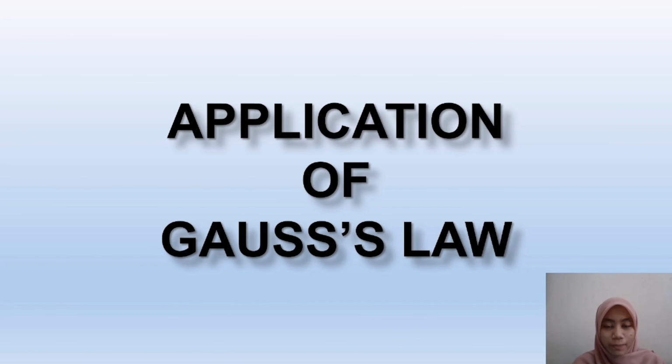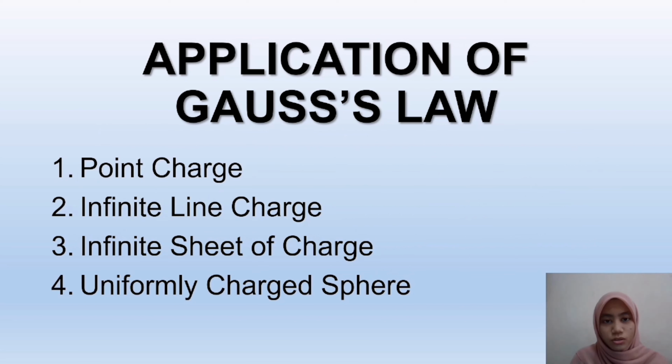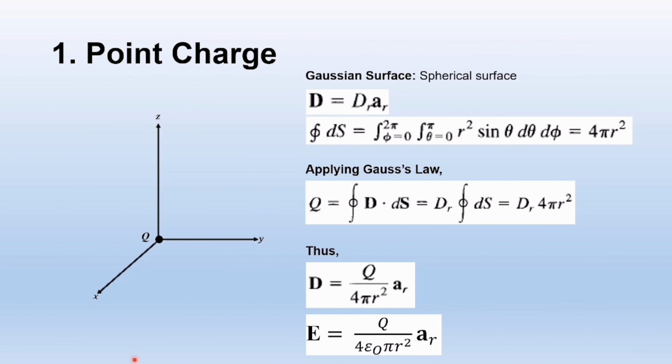I will explain the application of Gauss's law. There is a total of 4 applications of Gauss's law that we will discuss further. The first application is point charge, second infinite line charge, next infinite sheet of charge, and finally uniformly charged sphere. The first application is point charge.